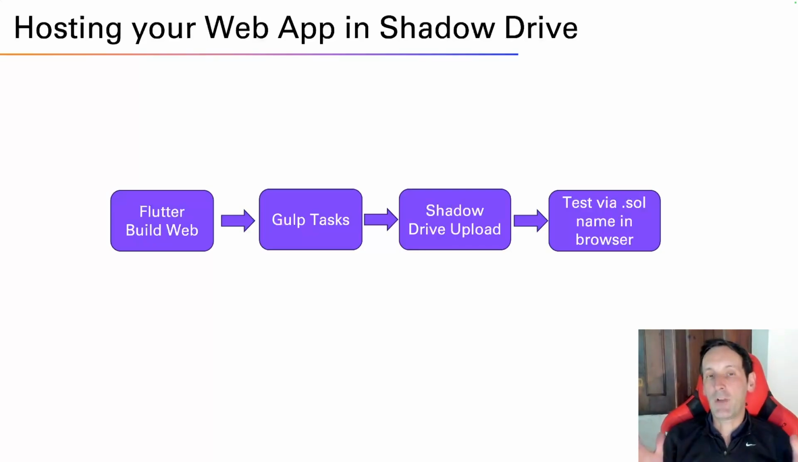Once the app is ready, so you've tested it, it works, it's fine, then you need to run some Gulp tasks. I'll show you why and all of those things. Then once the Gulp is done, which takes a few seconds, you just upload to Shadow Drive. Again, I'll go into the nitty-gritty detail about how to install both Gulp and Shadow Drive, and create a Shadow Drive account. And then finally, I'll give you a short little demo of the web app working seamlessly.